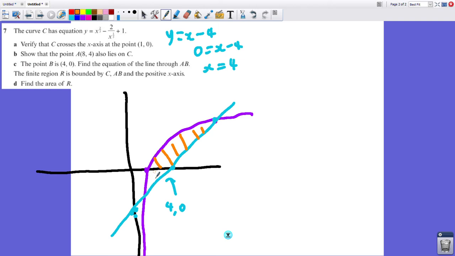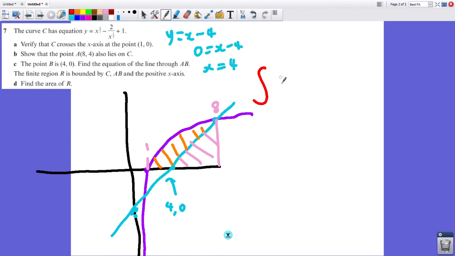positive x-axis. To find that shaded region R in orange, I think we should integrate below the curve between the values x equals 8 and x equals 1, and then take away the area of this triangle, and that will leave us with the orange area there. So that's what I'll do now. We're going to integrate that curve.